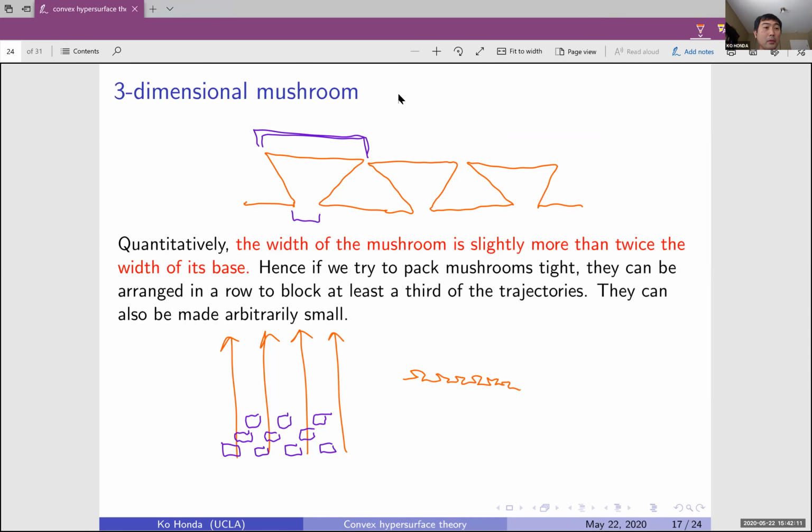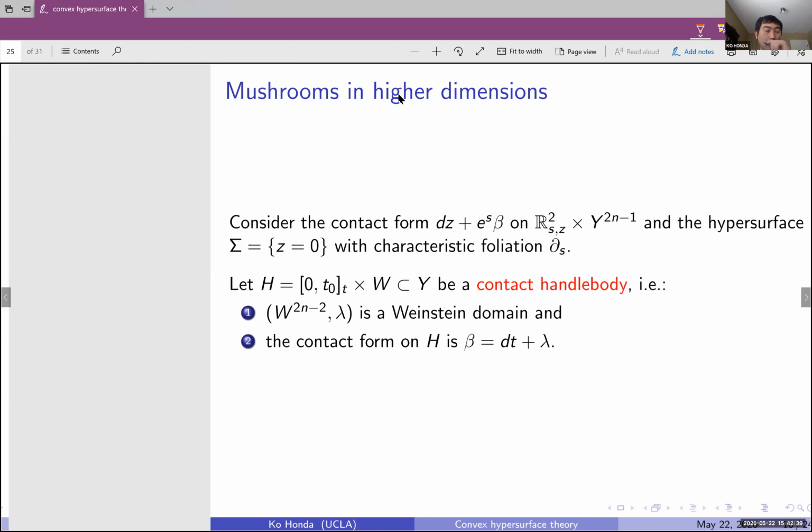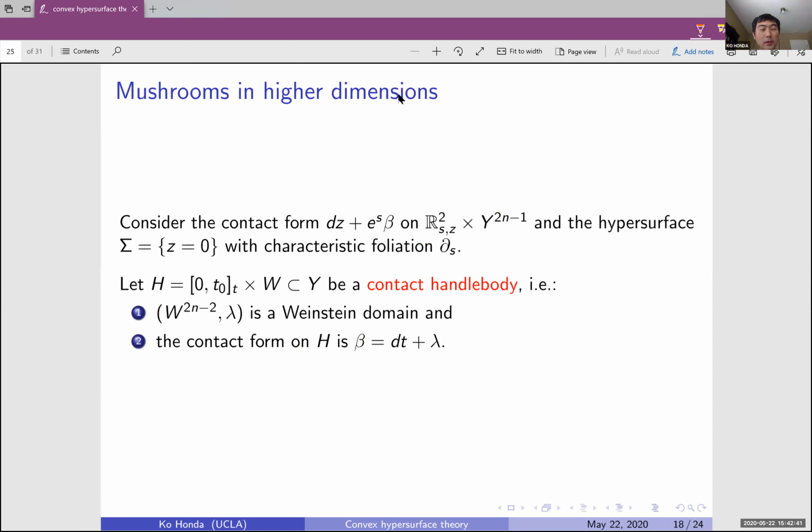Okay, so anyways, this can actually be done in as many parameters as you want. And so in three dimensions, just inserting this basically immediately gives you that any one-parameter foliation of surfaces can be made convex except for a finite number of places. Okay, so what about mushrooms in higher dimensions?